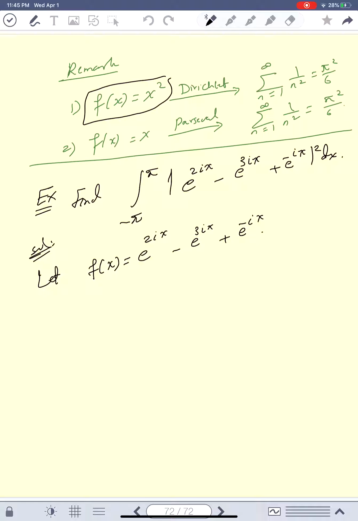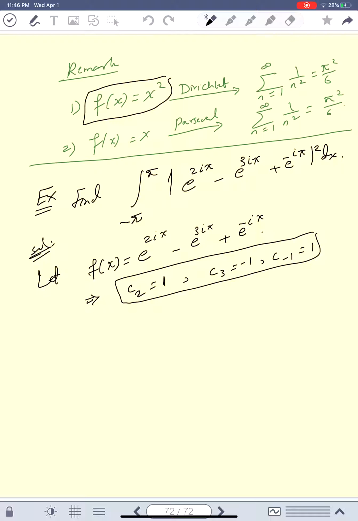So I think you all agree that C2 is 1, C3 is negative 1, C negative 1 is 1. These are the coefficients, okay? So C2 is the coefficient of e to the 2ix, which is 1. C3 is the coefficient of e to the 3ix, which is negative 1. The same for C negative 1. And all other c's are zeros, if you agree.